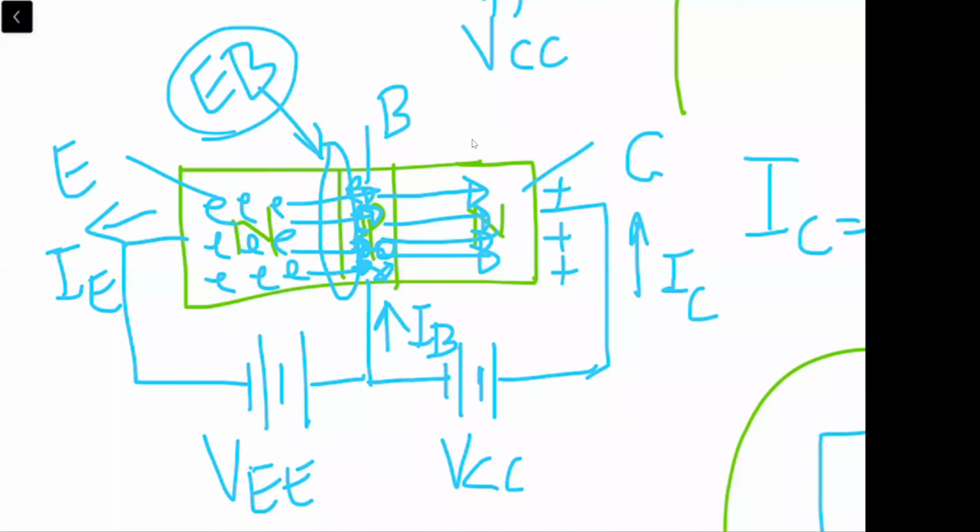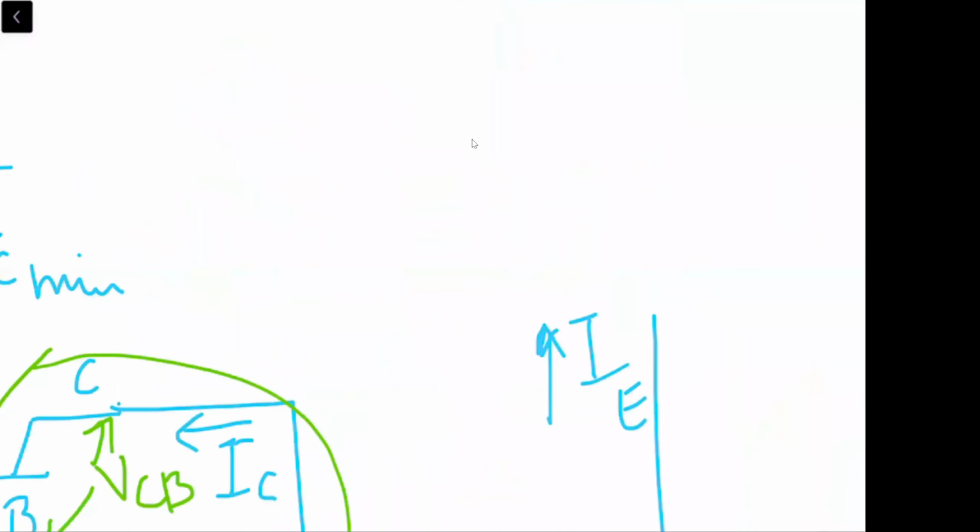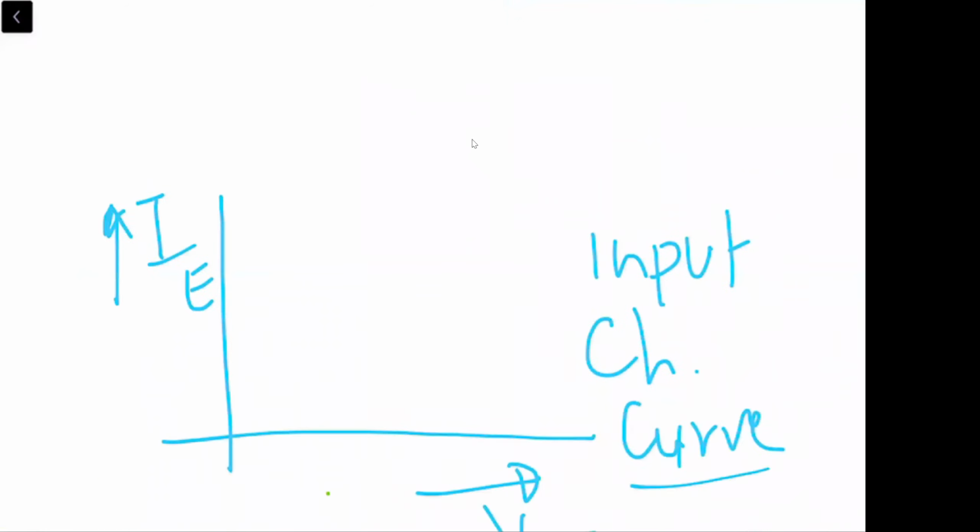0.7 volts, right? And if it is made up of germanium, it will be 0.3 volts, right? So normally the transistors are made up of silicon. So again, getting back to the input characteristic curve over here, right?